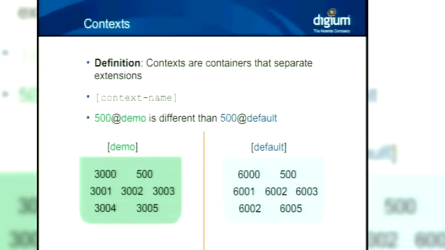Problems only come in if, accidentally or on purpose, your phone, your endpoint might have access to both of those contexts. Then it would say, 500 at what? Which one do I do? There are reasons why you want to have separate contexts. Full address, 500 at demo is different than 500 at default. Why might you want to have more than one context?